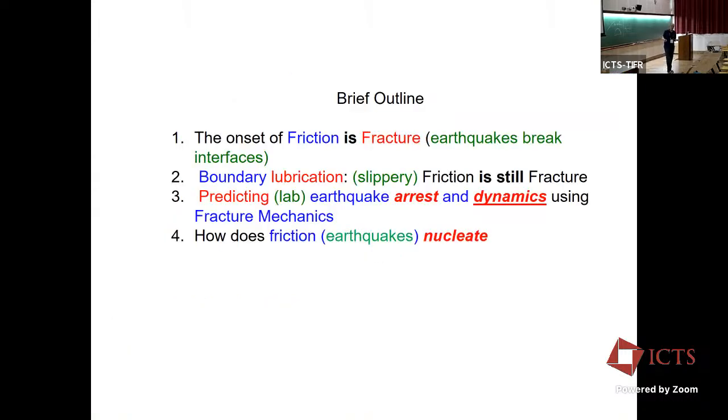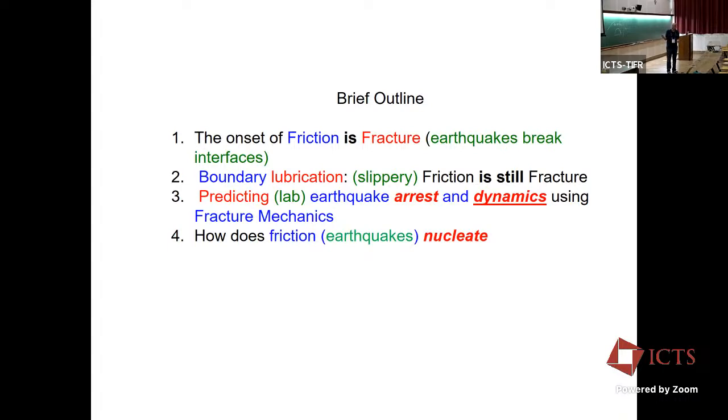Okay, so what will I be talking about? The first thing I want to show you is that friction really is fracture. It doesn't just look like a crack, it is a crack, and I'll prove it to you in a second. And then we're going to put some oil on, we're going to lubricate the interface. Lubricated friction brings down the friction coefficient, so forget all this fracture business. Well, we'll show you that friction is still fracture even when lubricated, and there's even a surprise there.